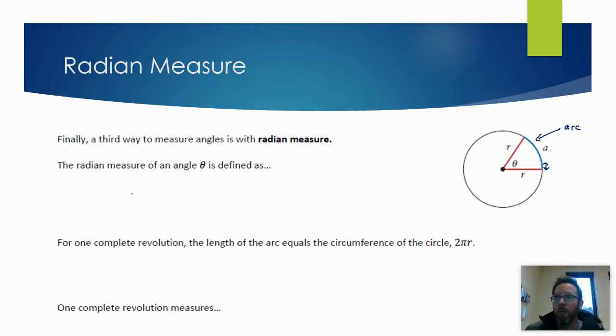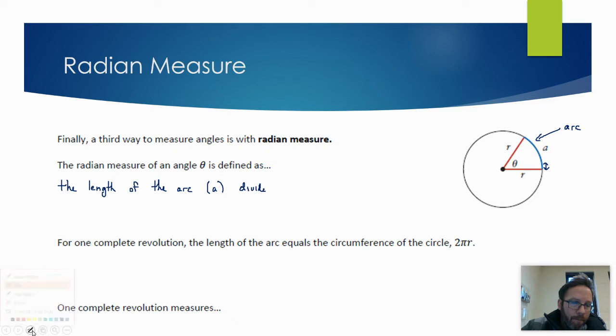It's a ratio of two things. It's the length of the arc, which we refer to as A, formed by the angle theta, divided by the radius of the circle.